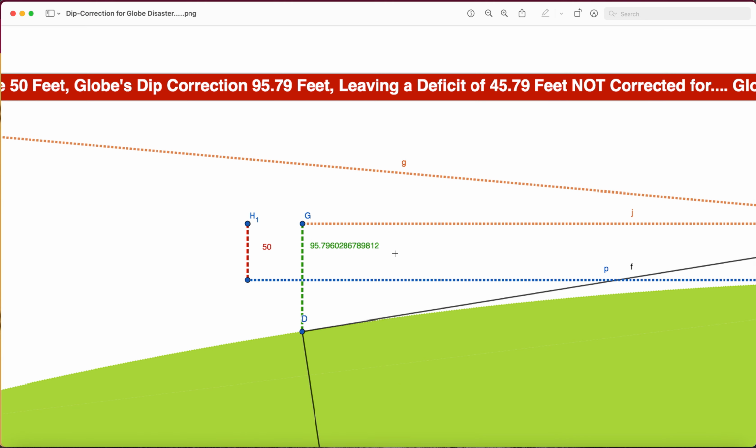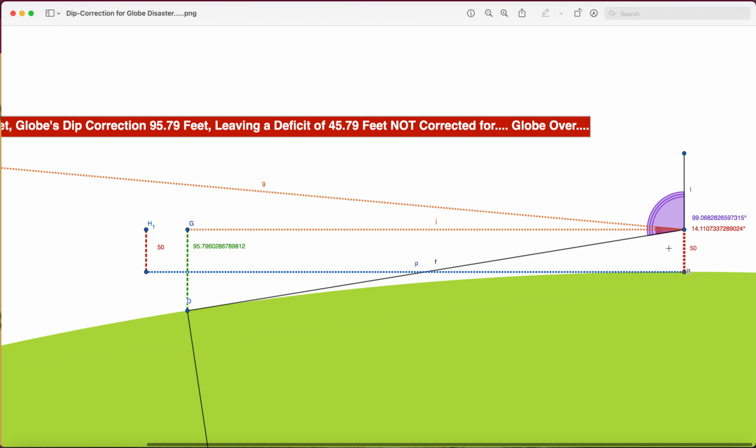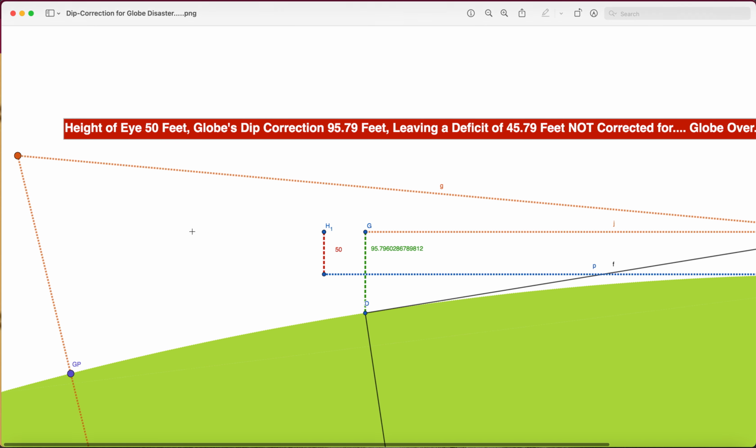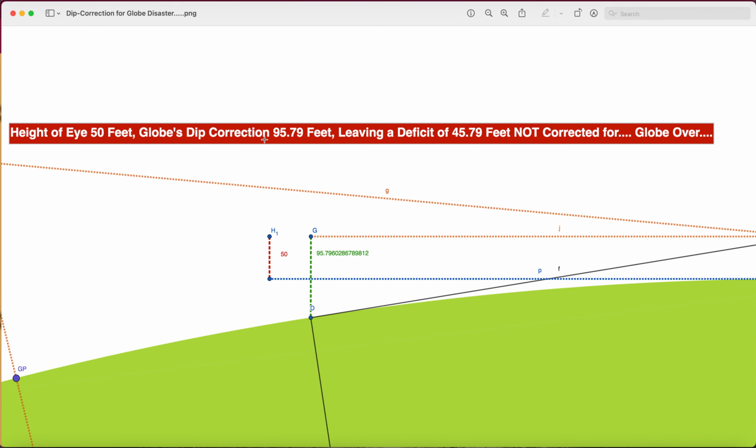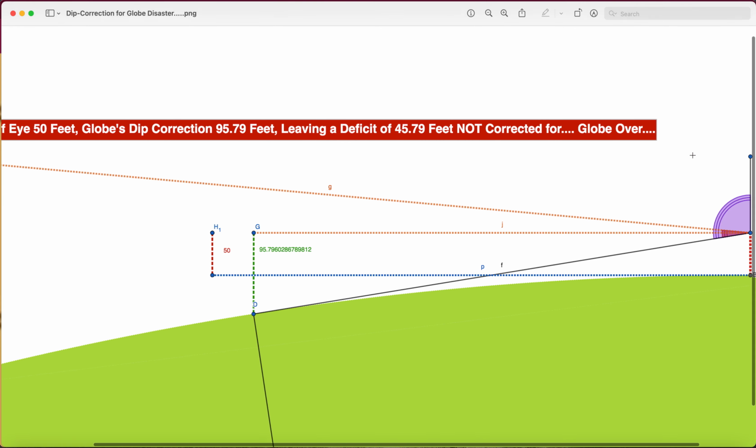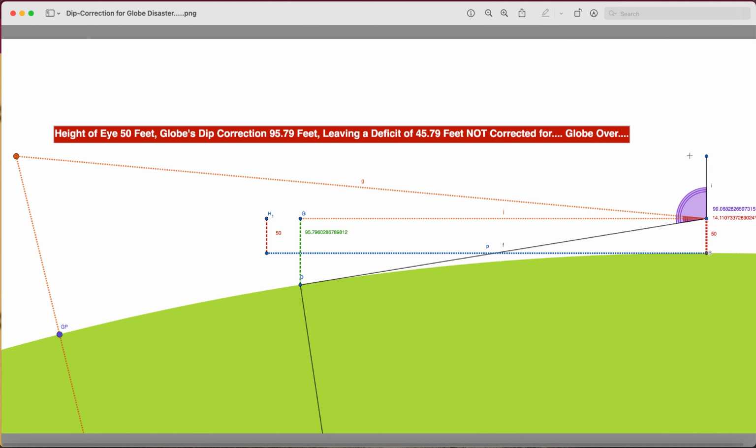That 50, right, a height of y of 50, can't be accounting for 95. That's the point, right? So height of y, 50 feet, globe's dip correction, 95.79 feet, leaving a deficit of 47.79 feet not corrected for. The point I'm making here, as I said, it's not 100% the scale.